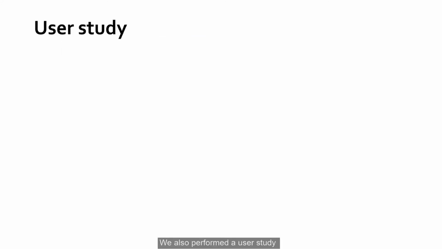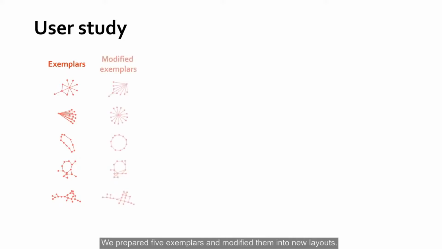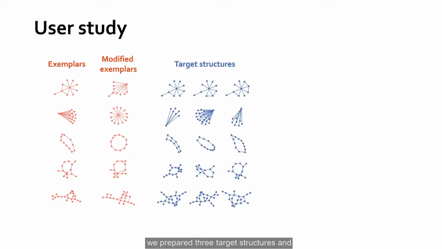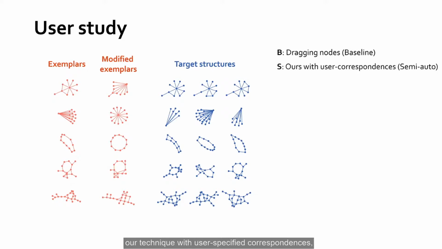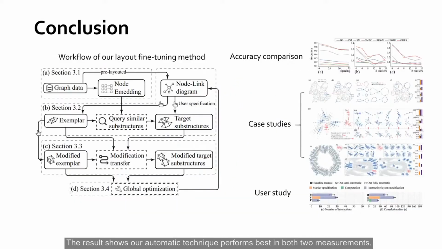We also performed a user study to verify whether our modification transfer technique can reduce human error. We prepared 5 exemplars and modified them into new layouts. For each exemplar, we prepared 3 target structures and asked the participants to fine-tune these target structures using 3 different techniques: dragging node, our technique with user-specified correspondences, and our technique with auto-generated correspondences. We recorded their completion time and number of interactions. The result shows our automatic technique performs best in both measurements.